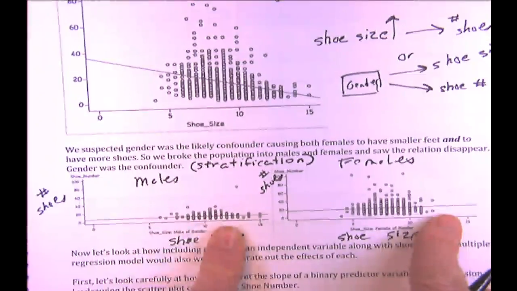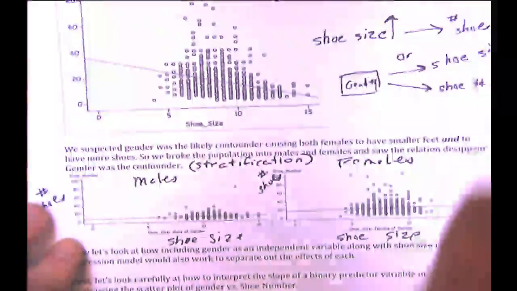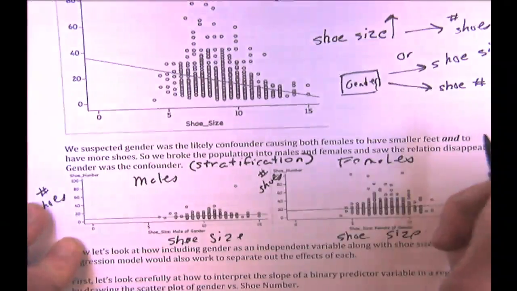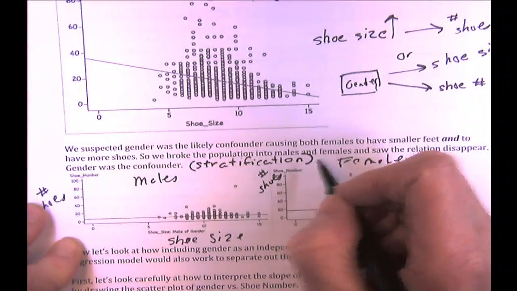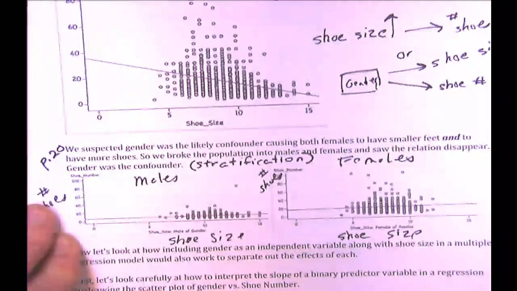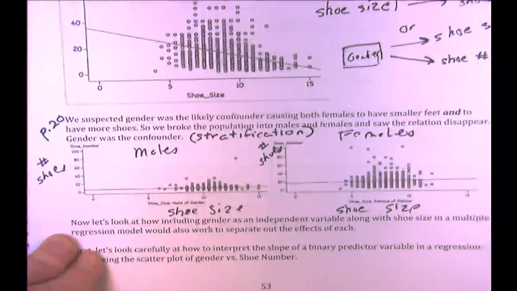These slopes are almost zero, but not exactly. This was the same as page 19, and this is the same as page 20. Stratification, page 20. Where should I put this? So this is like page 20, and that's like page 19. All right, now what we're going to do is modeling.